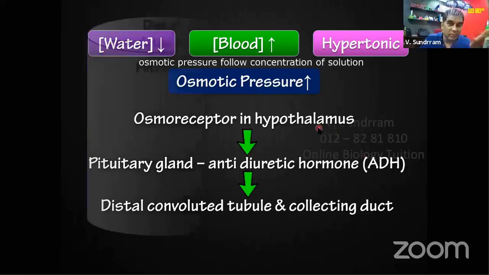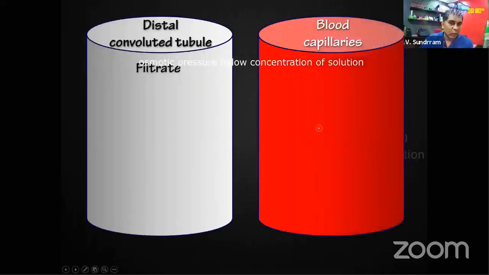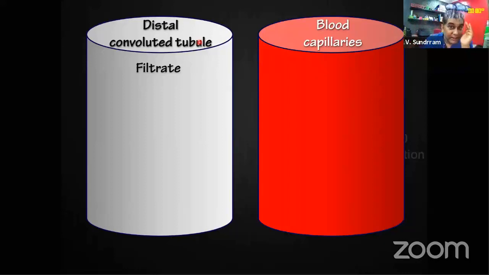How? Easy. The white cylinder, the distal convoluted tubule, has the filtrate. The red cylinder is the blood capillary; every tubule is surrounded by blood capillary. Naturally, we reabsorb water from the filtrate into the blood. The proximal convoluted tubule does that, and the loop of Henle also does that.